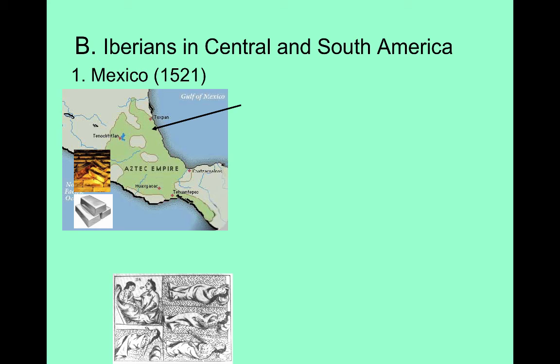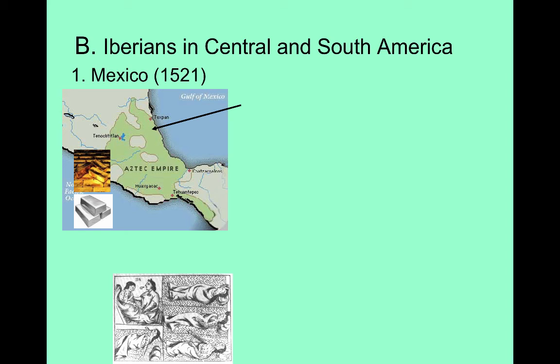So now we go to our next section, B, Iberians in Central and South America. Iberians means Spanish and Portuguese. The countries of Spain and Portugal are on the Iberian Peninsula, and typically we can group these two groups of Europeans together. Their experience in the New World is going to be very similar. So let's start with Mexico, the mainland of Central America.